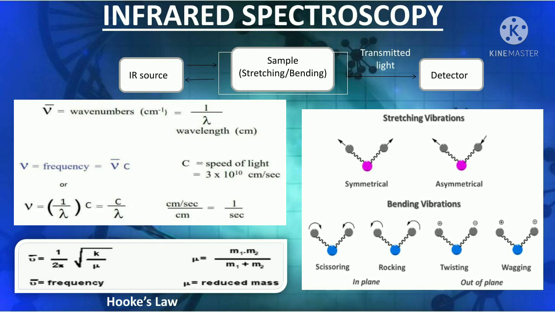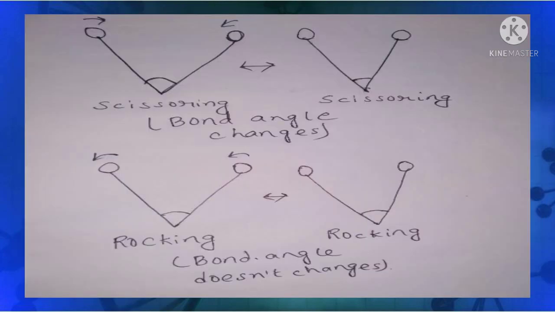But when it comes to bending vibrations, there are again two types: in-plane vibrations and out-of-plane vibrations. In in-plane vibrations, you can see there is scissoring and another is rocking vibrations. If you look at this picture, in scissoring, both are moving like a scissor. Like when we cut paper using a scissor, the movement of the scissor is exactly the same here. As we can see, the bond angle is changing.